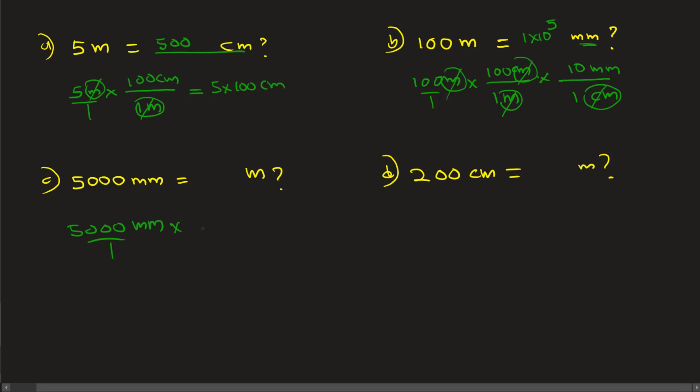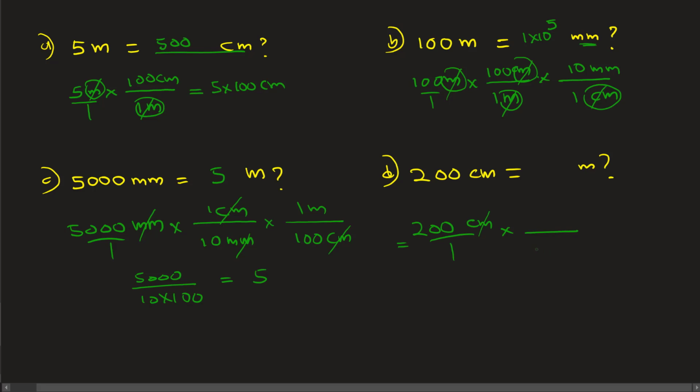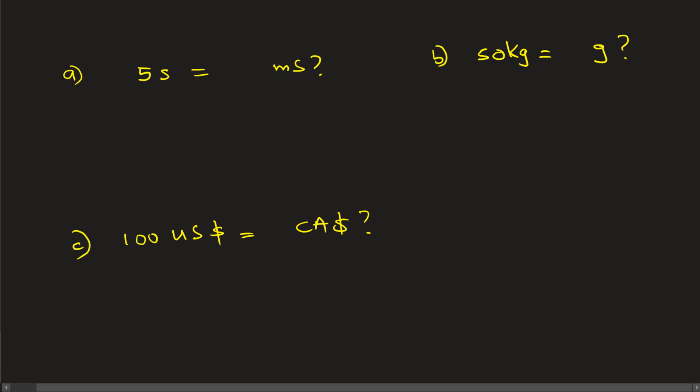So let's say 5000 millimeters, and we need meters. So 10 millimeter is a centimeter, so we can cancel the millimeter to millimeter. Now 100 centimeter is a meter, so we can cancel centimeter to centimeter. That's the purpose. So we end up with a bunch of numbers, and unit is meter. So in this case, 5000 divided by 1000, so it's 5 meters, right? Same way you can do the 200 centimeter is 2 meters, so it should come in the same fashion.